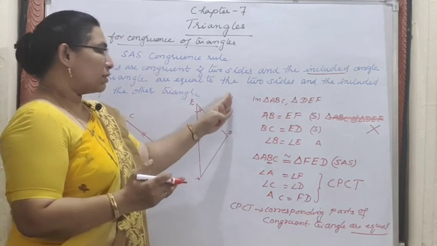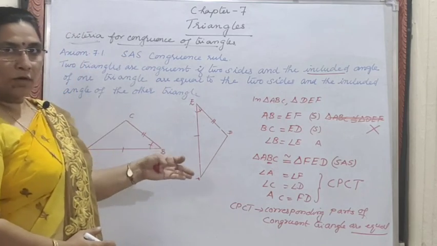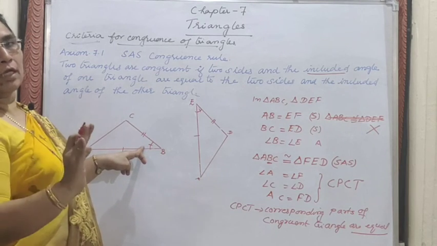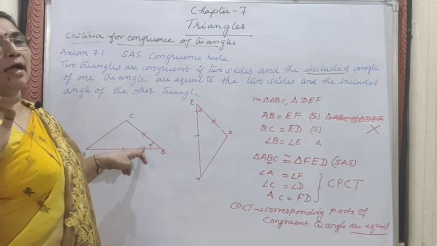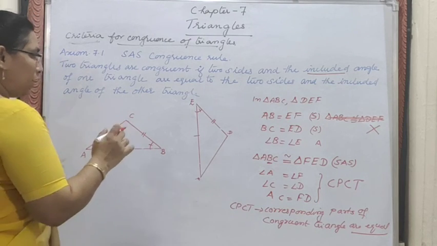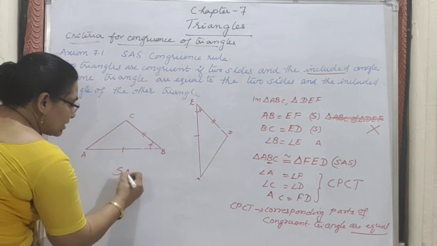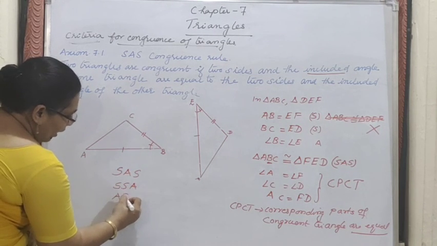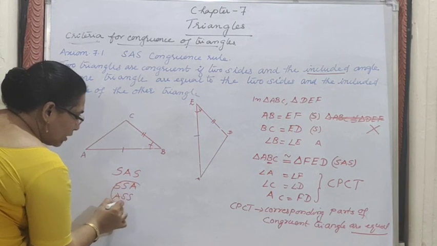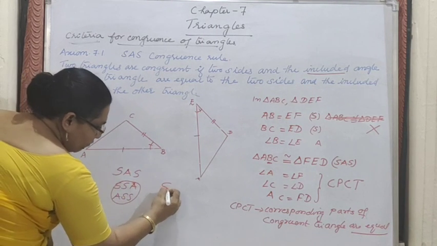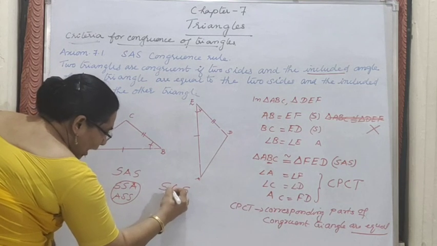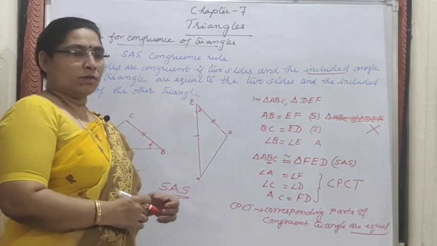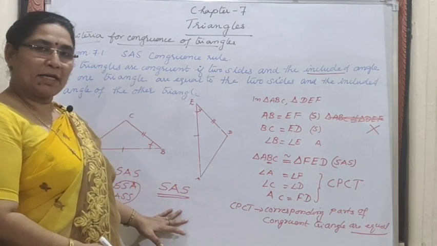So what is the concept we have used today? The SAS congruency rule. When we are using the SAS congruency rule, the angle should be included. In case the angle is not included, then we cannot prove it. That means this criteria is written SAS. There is no criteria like SSA or ASS, because when we are considering two sides, the angle should be included. So today's class with this criteria I am winding up. Thank you.